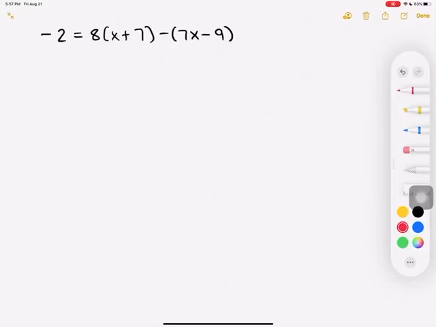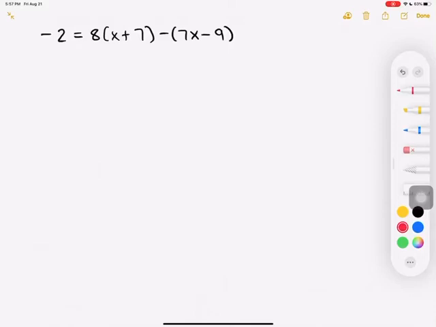Hello students, I'm going to work out this problem from Handout 3A for Algebra 110. So we have the equation negative 2 equals 8 times (x plus 7) minus (7x minus 9).